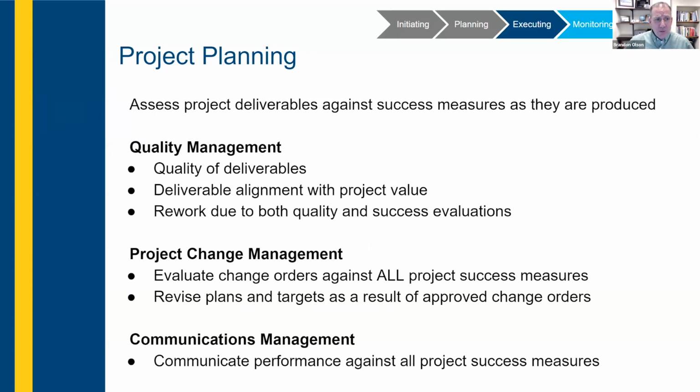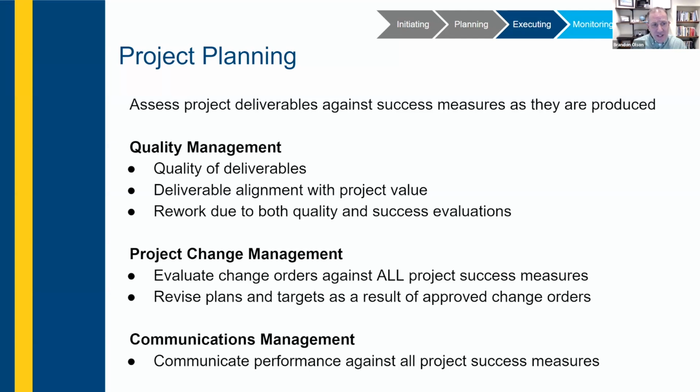So in our project executing, that says planning, but that should say project executing. We're going to assess our deliverables against the success measures as they're produced. From the quality management perspective, we're going to take a look at the quality of the deliverables, but it's not just good or bad, is this a good deliverable or not, but also, does this help align with the project value? Does this deliverable produce incremental value for the organization? And if it doesn't, then maybe we'll send it back and rework it to get something that will produce the expected or greater than expected incremental value for the organization.